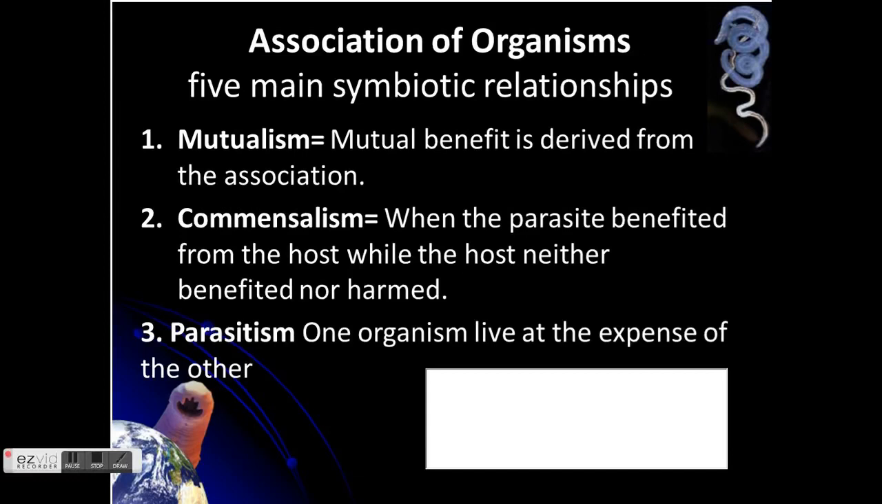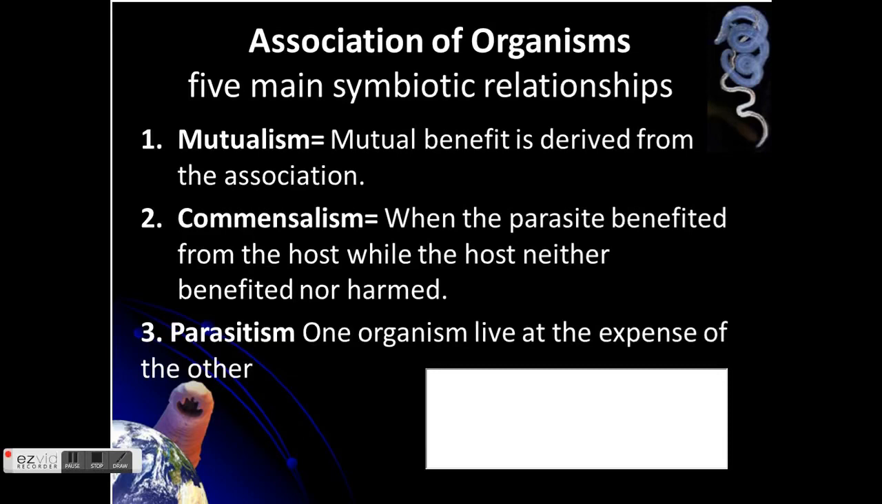Okay, so for the first part, we'll discuss the association of organisms. There are actually 5 main symbiotic relationships, namely mutualism, commensalism, parasitism, predation, and competition. But we will only focus on the first 3: mutualism, commensalism, and parasitism. Okay, so in a mutualism relationship, both are benefited. You have 2 different species that are benefited. Pareho silang nagbe-benefit from each other.